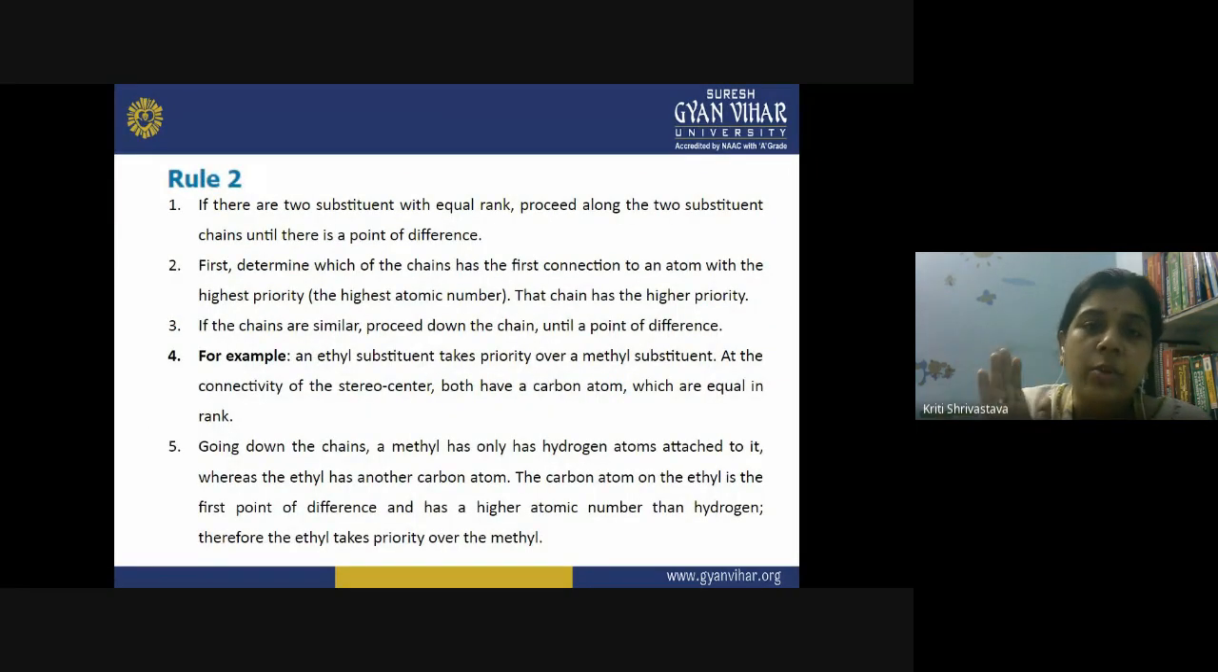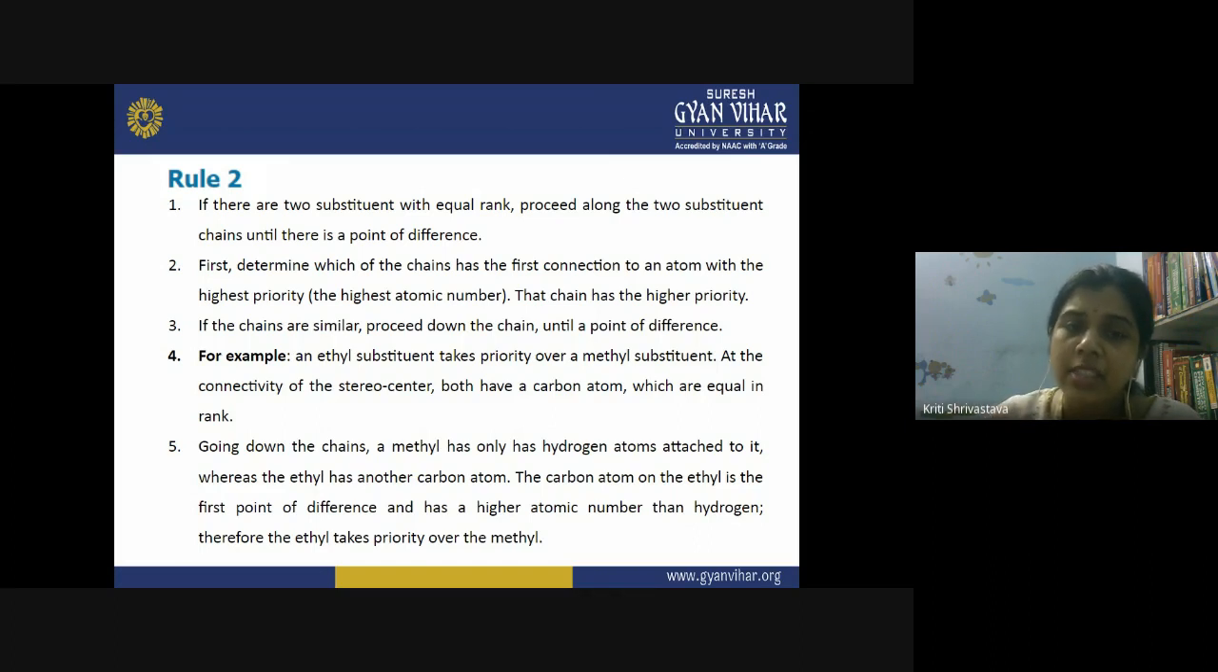What is the second rule now? Suppose you have two substituents and they have equal rank, then what will you do? You will proceed along the two substituent chains until there is a point of difference. First, we will determine which chain has the first connection to the atom with the highest priority, that is, the highest atomic number. So if the chain has the highest priority, you will give it a higher number.